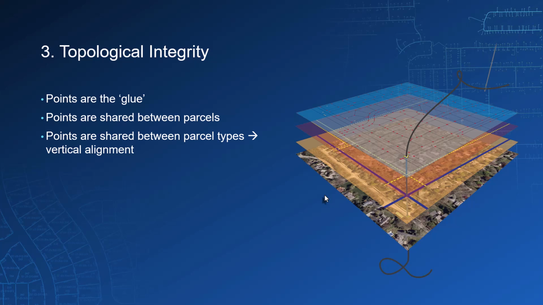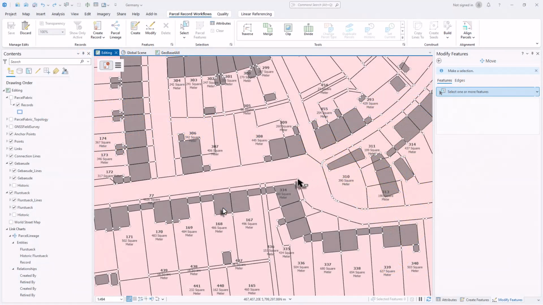They can be shared between parcels in the same parcel type, but they can also be shared by different parcel types, because sometimes you might have ownership parcels, on top of that maybe taxation parcels, you might have easements, and even administrative boundaries. All share the same common point, and when that point moves, we want all those parcels, of course, to move to the new updated location.